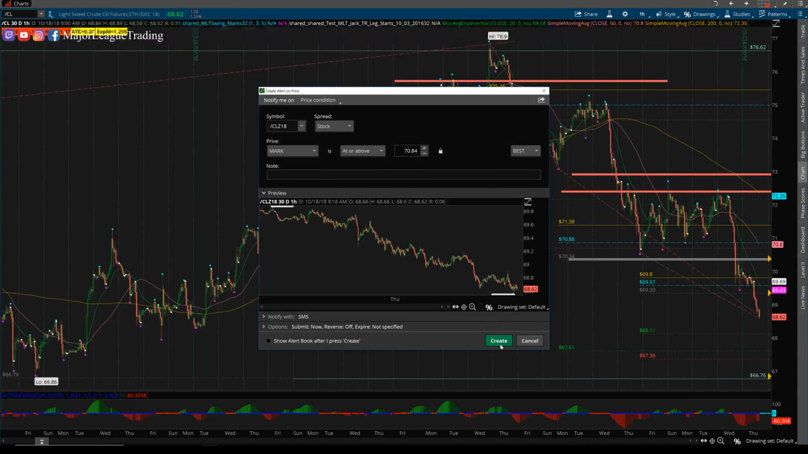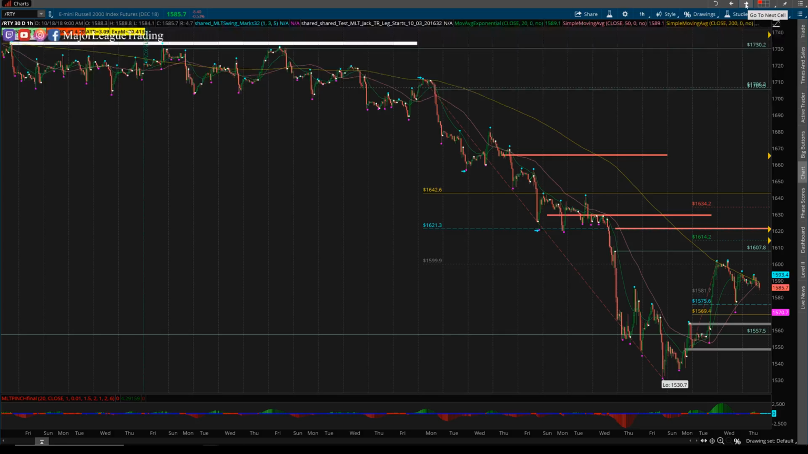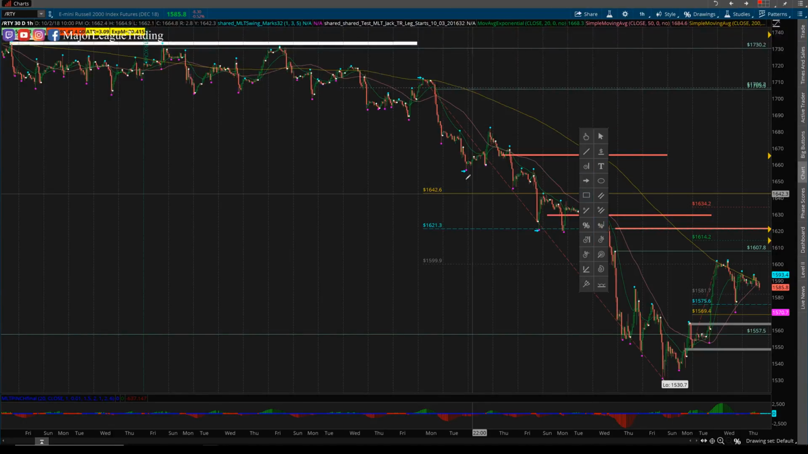The moving averages, I don't use them for anything but a visual reference. To be honest, they're just on my screen. I don't really use them. I don't use them for an entry. I don't use them for an exit. I'm all price.